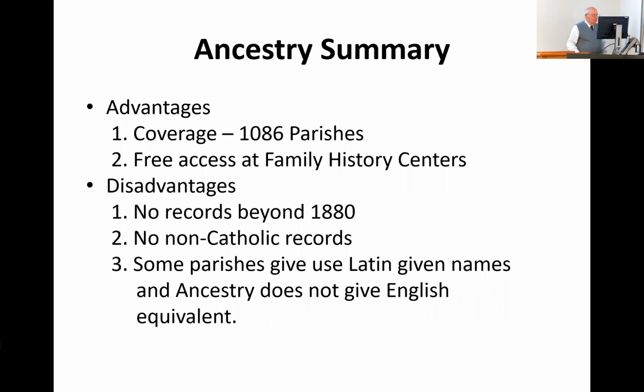Its disadvantages, it has virtually no records beyond 1880. It has no non-Catholic records. Some parishes use Latin given names, and Ancestry does not give an English equivalent. If you have Latin given names, you generally require two searches, one with the English given name and the other with the Latin equivalent. So this is a little bit of a complication for Ancestry.